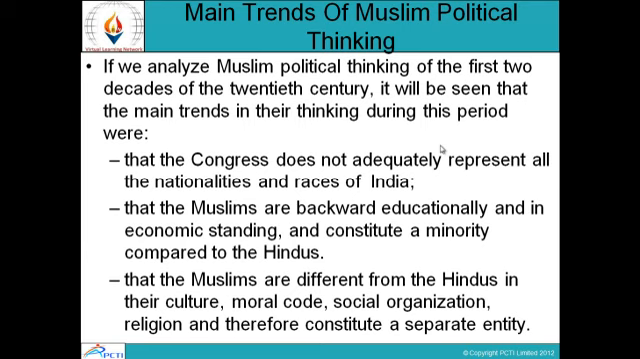This was a major trend: Muslims were considered backward educationally and economically, and they were a minority, so they were not considered a strong group. Also, the Muslims are different from the Hindus in their culture, moral code, social organization and religion, and therefore constitute a separate identity. They could not be merged with the mainstream of the Hindus, and their outlook, everything, was seen as separate.